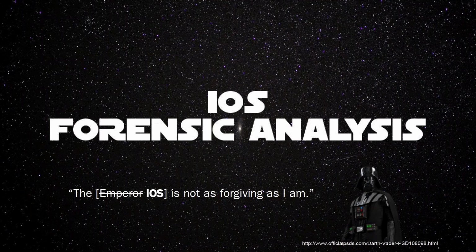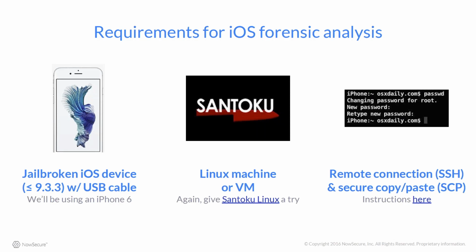We're going to go through an iOS example now, and then again we'll talk about analysis of the data on both platforms. So system requirements for iOS: a jailbroken device. There's a jailbreak available through iOS version 9.3.3 as of today, so make sure you're running a phone that's that version or lower. There's no jailbreak available yet for iOS 10. Once again, for this example, we'll be using a Linux virtual machine. We recommend Santoku. It's already pre-installed and set up for you.